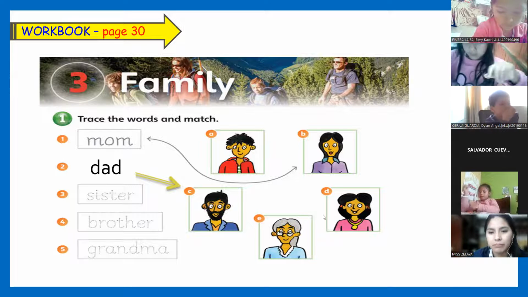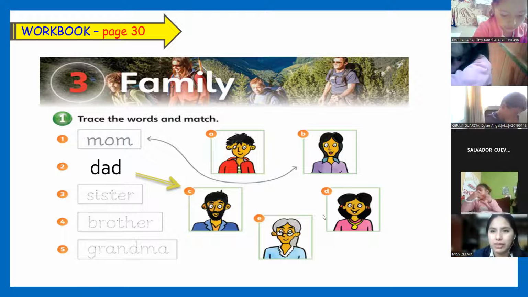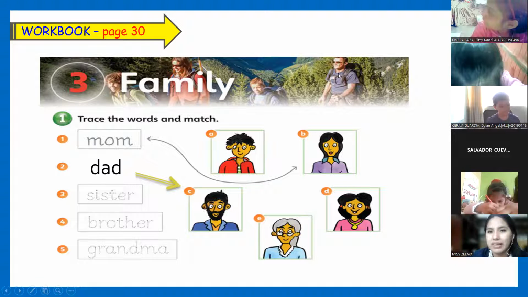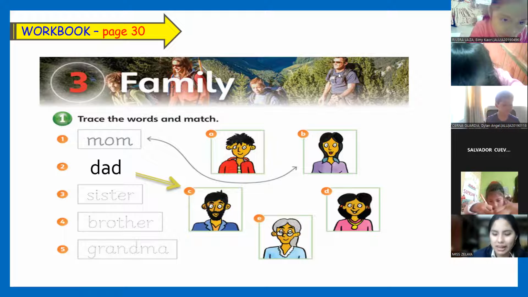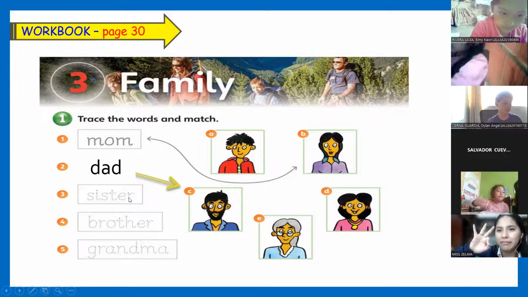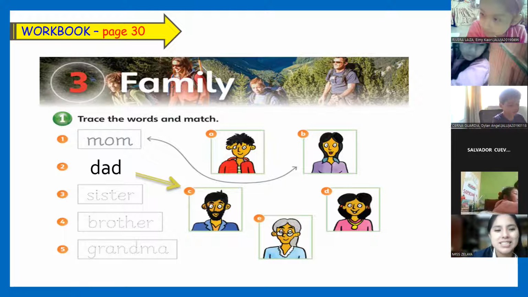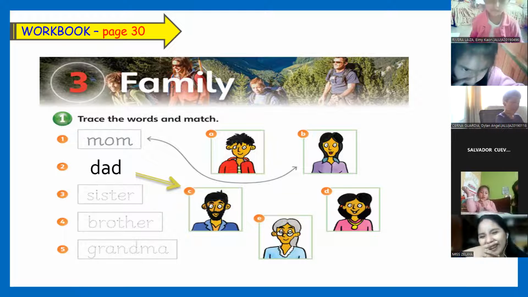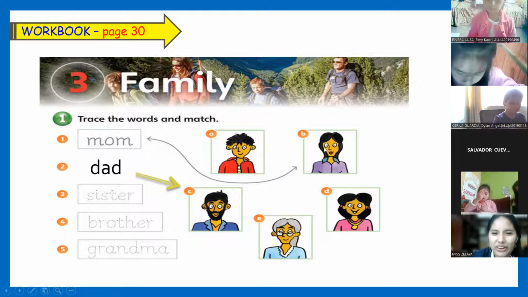Okay. Continue. Number three. What member of the family is the number three? Amy. Sister. Very good. And what letter is sister? Letter B or letter D?